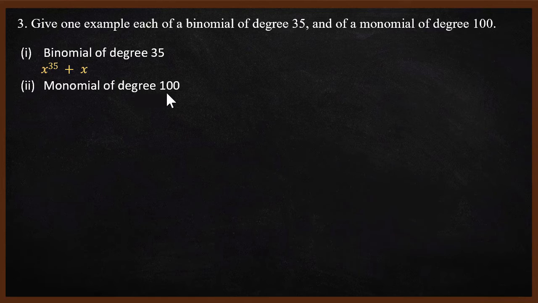Next, a monomial of degree 100. How do you do this? Monomial means how many terms? 1. So degree 100 is x to the power 100. I mean, you could have had any a, okay? I've picked a in this to be 1, but you could have said 10x to the power 100 and so on. But the key is there has to be one term and the highest power has to be 100.